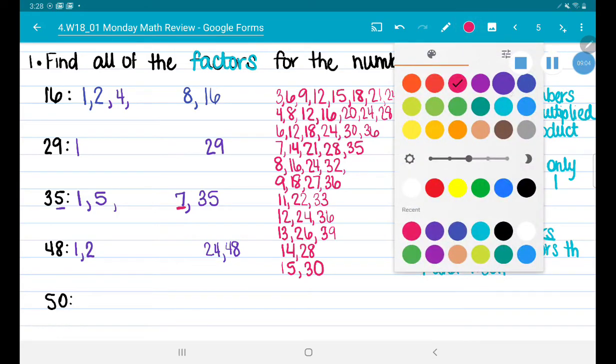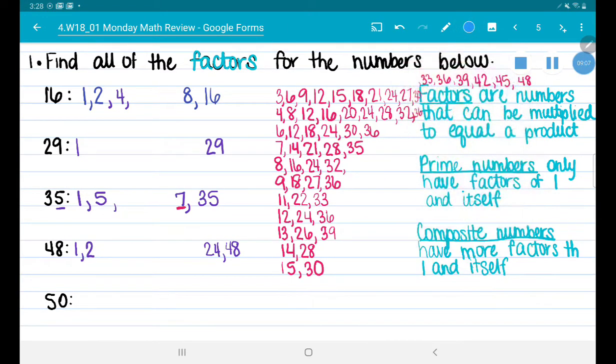I'm going to switch colors so that you can see what I'm doing here. There's 1, 2, 3, 4, 5, 6, 7, 8, 9, 10, 11, 12, 13, 14, 15, 16. 3 times 16 equals 48. So I can add to my list 3 and 16.